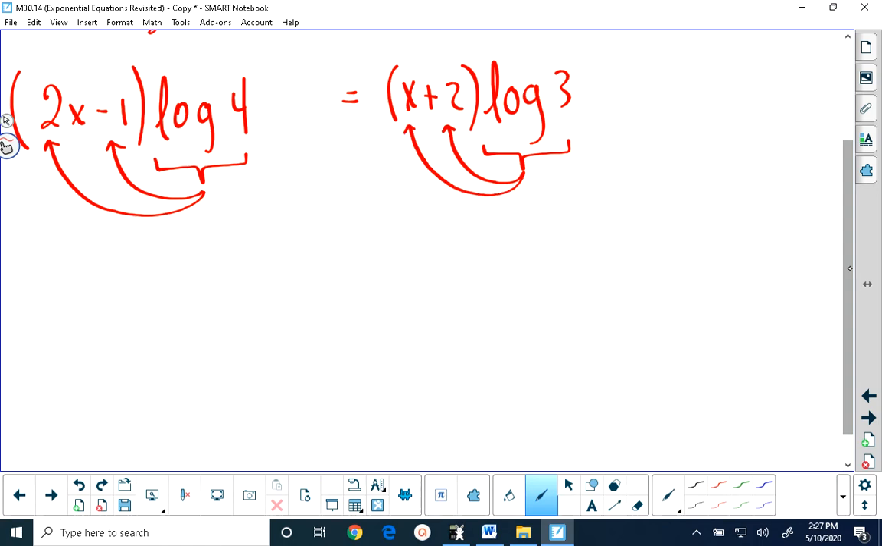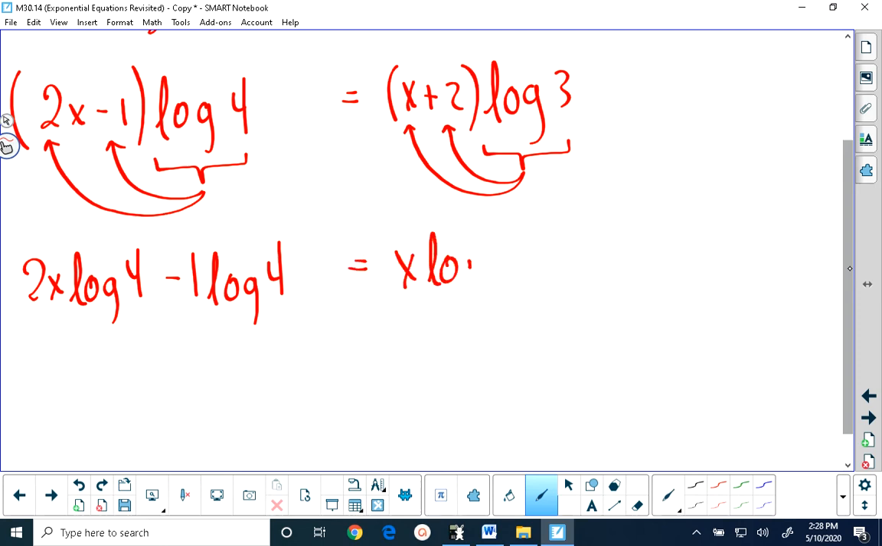So what do I get? I get 2x log 4 minus 1 log 4. I don't think it's necessary to write the 1 there, but I did anyway. Equals x log 3 plus 2 log 3. That's the first step. Once you've moved the exponents down in front, you have to expand it out by multiplying.